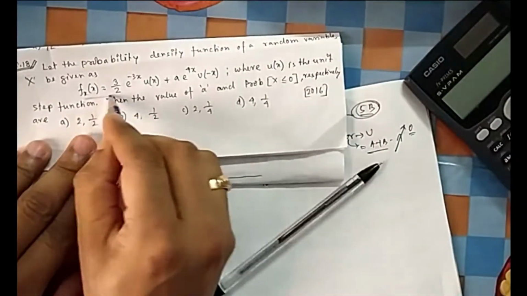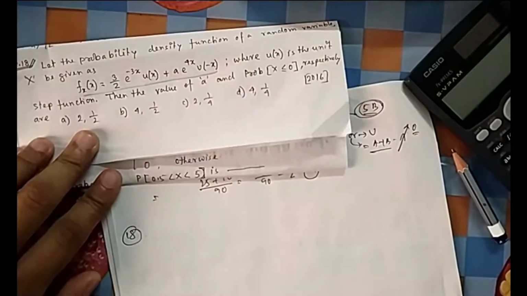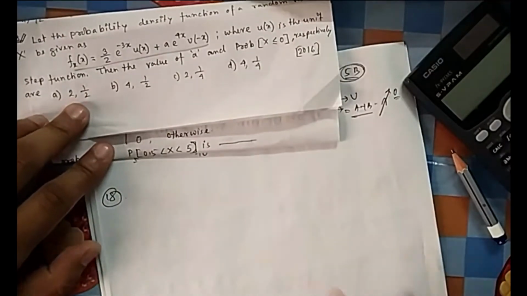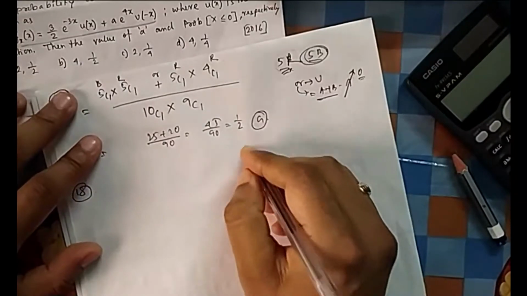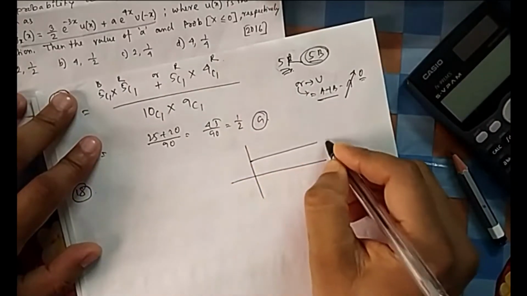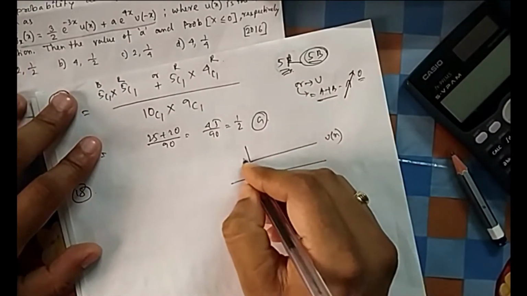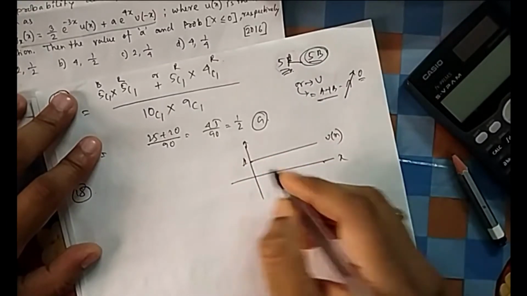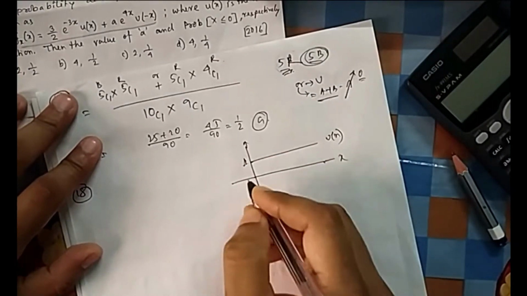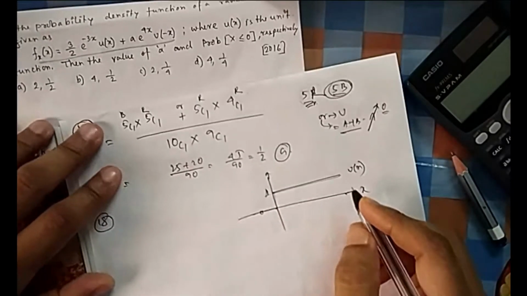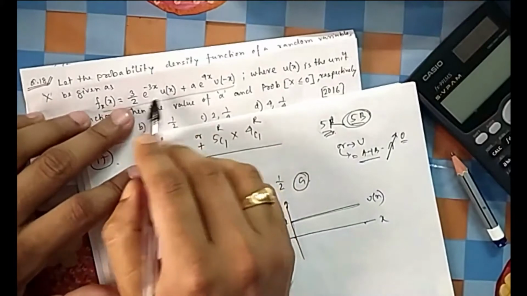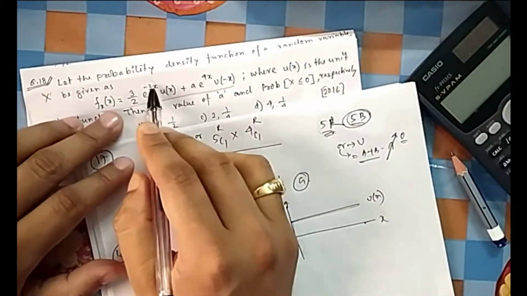That is your option. Next question: let the probability density function of a random variable be given by a small f. So again you can think of it as a continuous random variable. Here u(x) is a unit step function. What is the meaning of u(x)? u(x) is nothing but what is known as the unit step function. This is the level 1, this is x. So at 0, beyond 0 there is no history. Before 0 it is 0, after 0 it is 1. That simply means this value f(x) will attain this value.